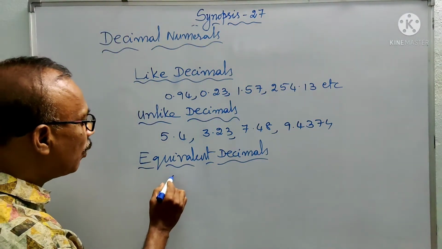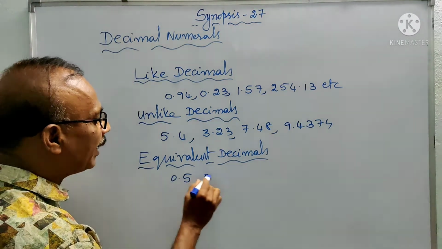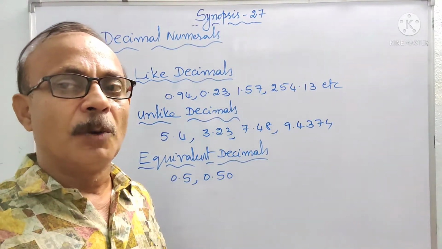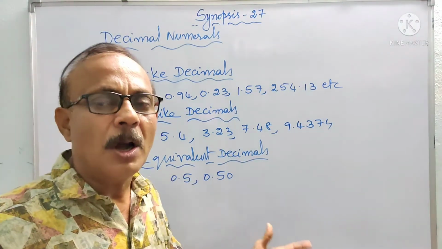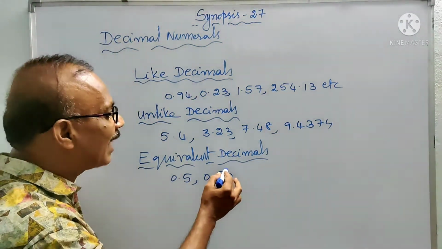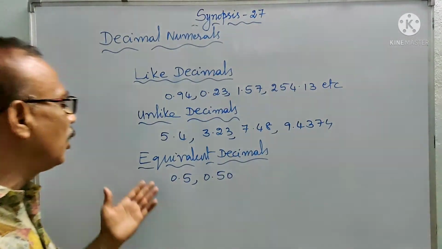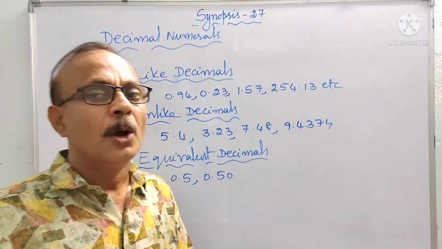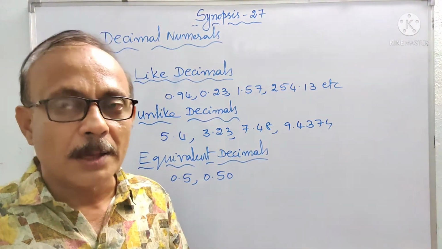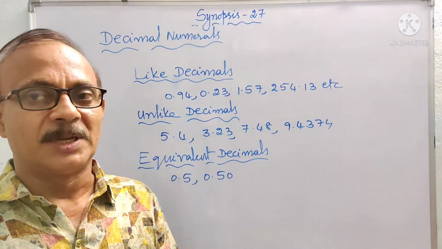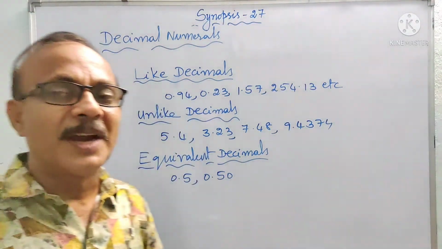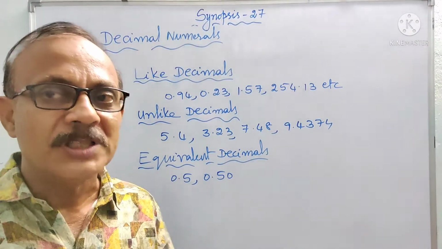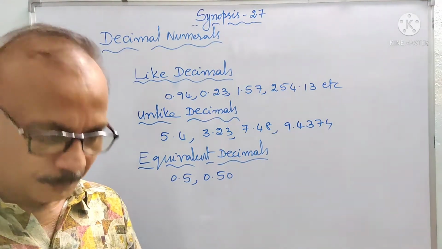For example, 0.5 and 0.50 are equivalent decimals. Why? Because 0.5 and 0.50 are the same. There is no value for the end 0. So if you cancel that end 0, it also becomes 0.5. So decimals whose values are the same are called equivalent decimals. So like this, decimals are classified into like decimals, unlike decimals, equivalent decimals, and of course I told pure decimals.